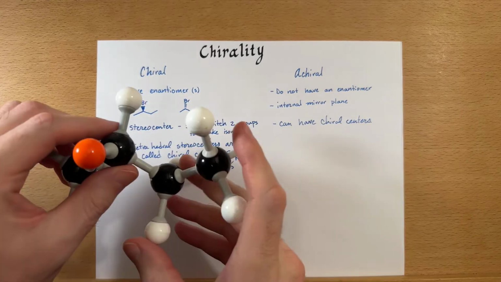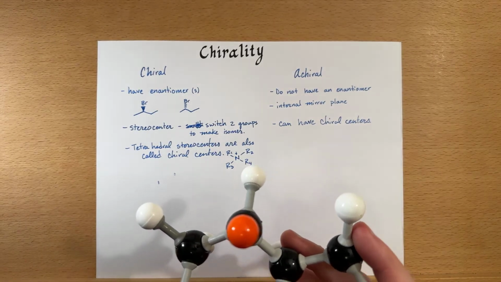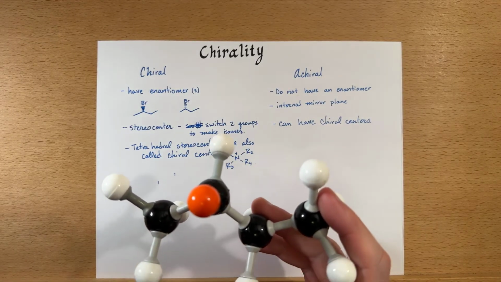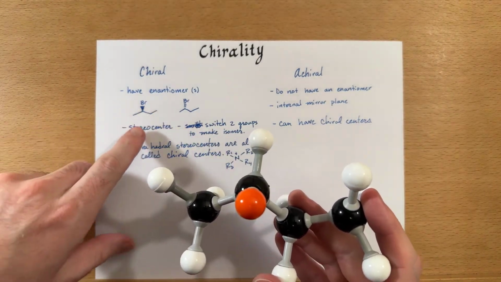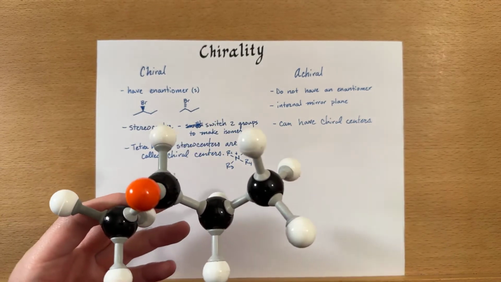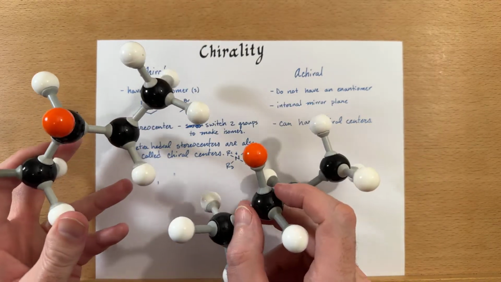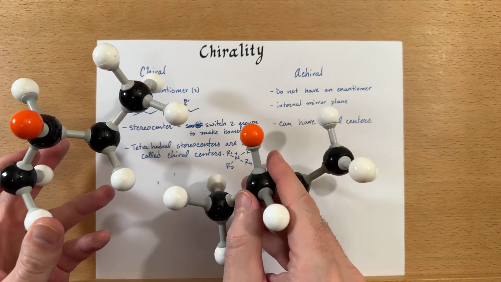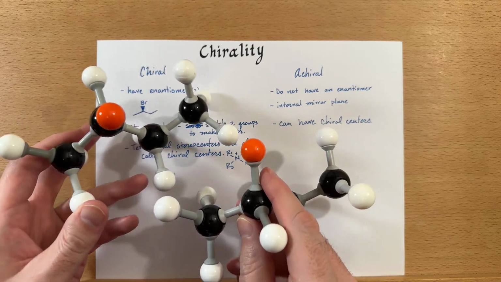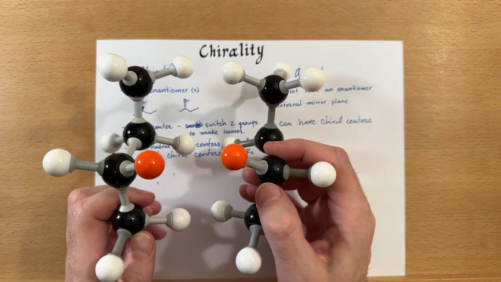So let's look at the model kit here, just so that we can see a little bit better what this looks like. So here's the one where the bromine is coming towards us. And I also have the mirror image of that where the bromine is going away from us. And the hydrogen in this case is coming towards us. They are mirror images of each other.